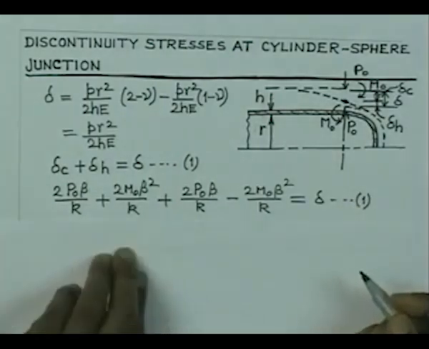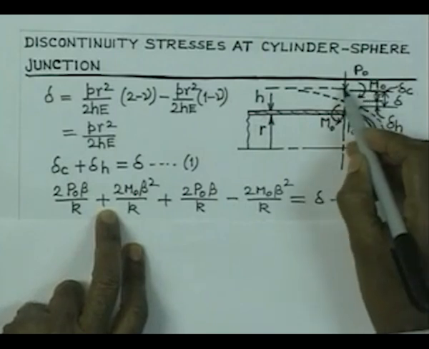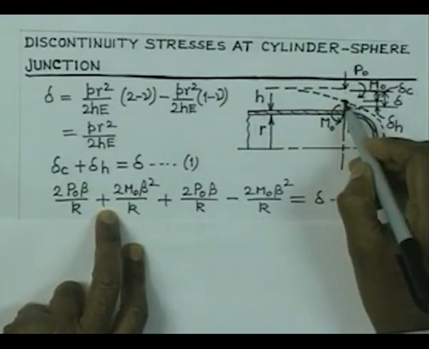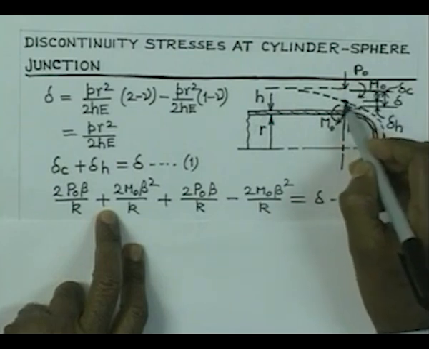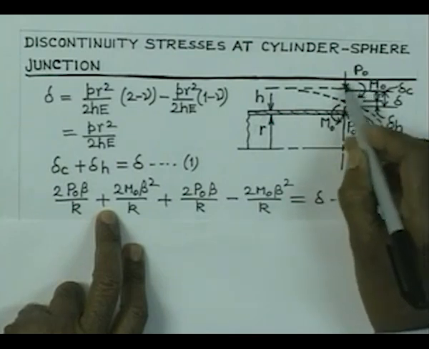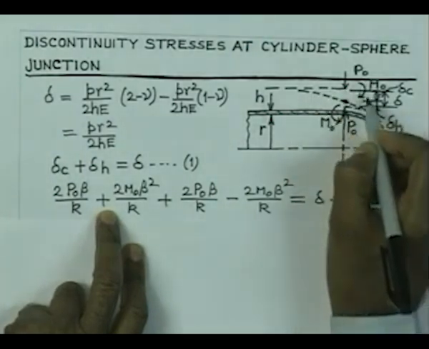Now, I give you one clue why this is negative. Look at this. Here you see that this P0 and M0, P0 is trying to deform this end downward, and this is also going to deform this end downward. So, therefore, they are actually additive, the action is additive. Rotation by P0 is downward, rotation by M0 is also downward.